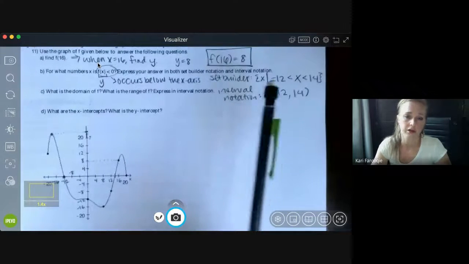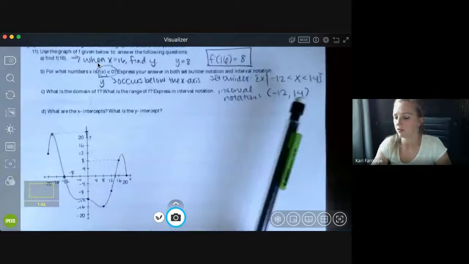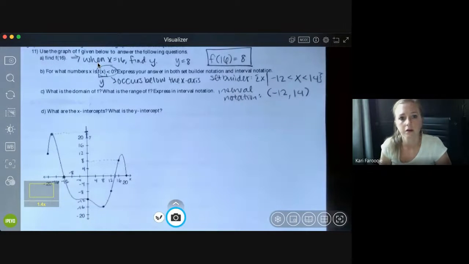Your book might go back and forth on the homework. You'll see this one more often. So the interval notation is a little bit simpler. You don't have to include the variable there either. Any questions? Yes, go ahead.